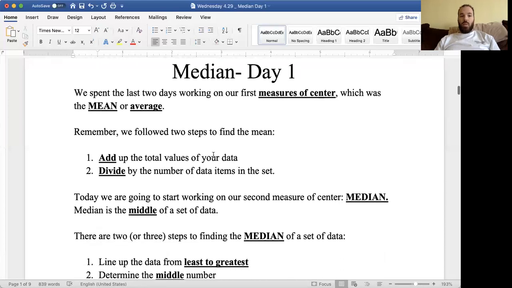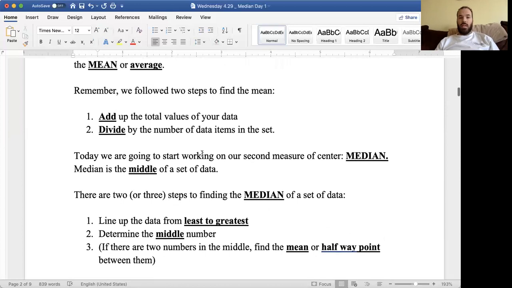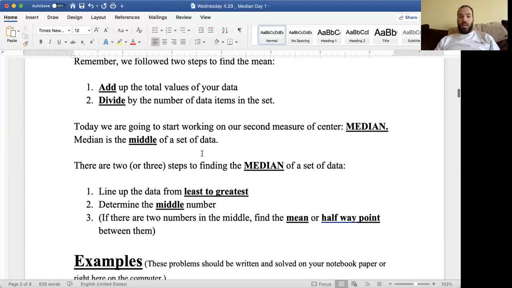Okay, today we're working on median. We spent the last 2 days working on our first measure of center, which was mean or average. Remember, we followed 2 steps to find the mean: add the total values in your data and then divide by the number of data items in the set. Today we're going to start on our second measure of center, which is called median. Median is the middle of a set of data. So for the mean, we were trying to find the average. For the median, we're trying to find the middle.